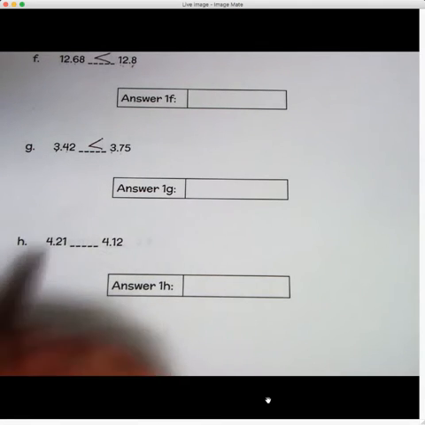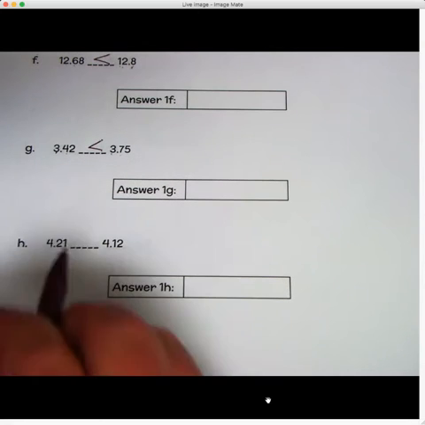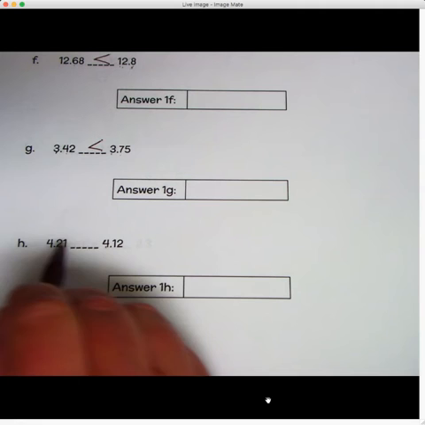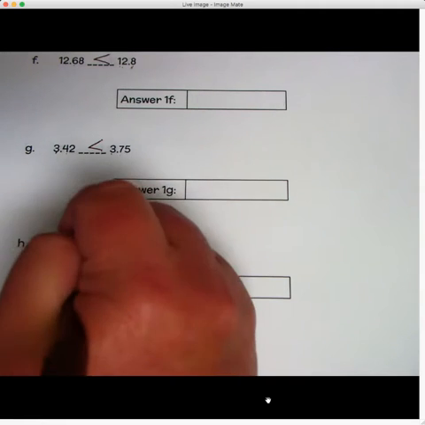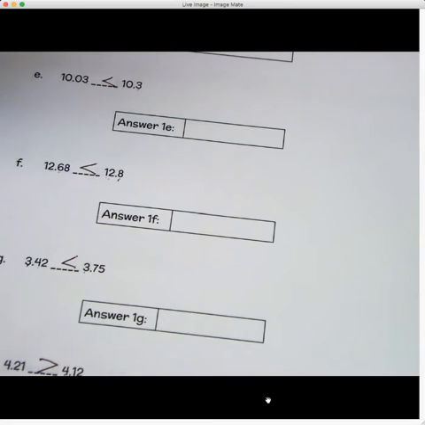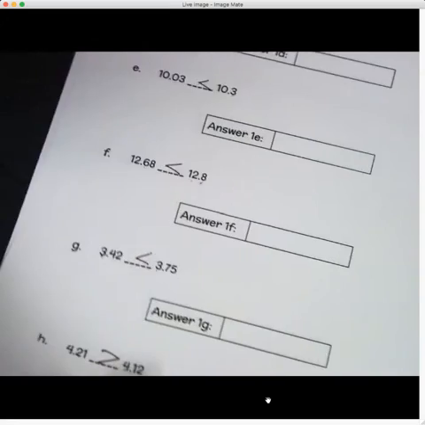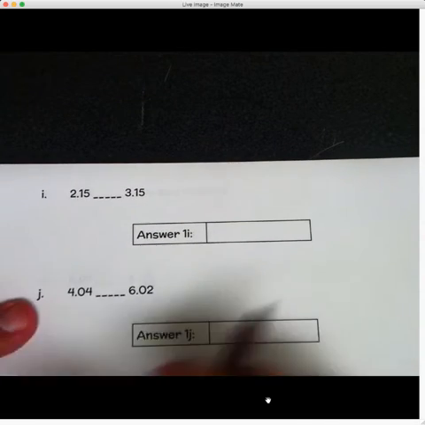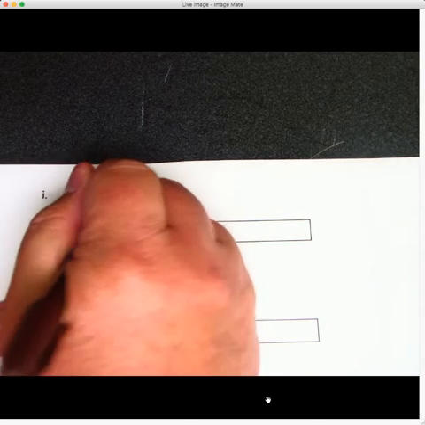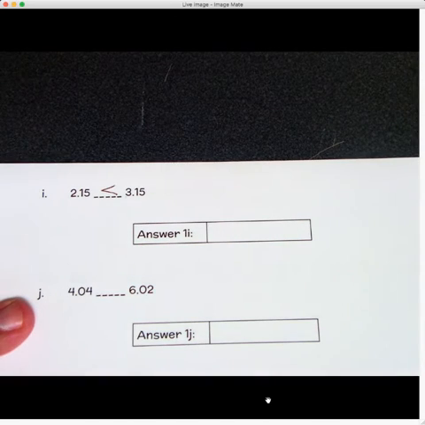Okay, 4 and 21 hundredths or 4 and 12 hundredths. And a 4 in the ones place, 4 in the ones place. 2 in the tenths place, 1 in the tenths place. 2 is bigger than 1. These are easy compared to what we've been doing this week. Today's lesson is so much easier. 2 in the ones place, 3 in the ones place. 3 is bigger than 2. We didn't have to go to the decimal numbers that time, did we?